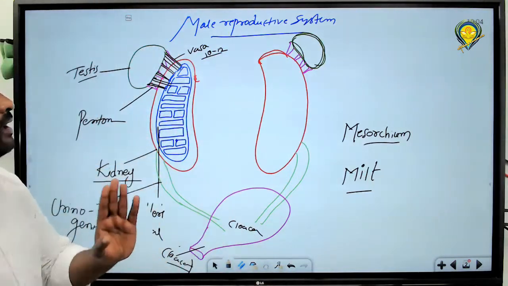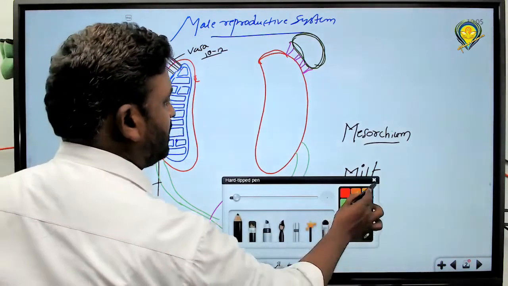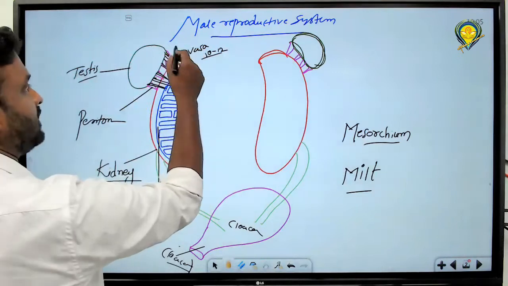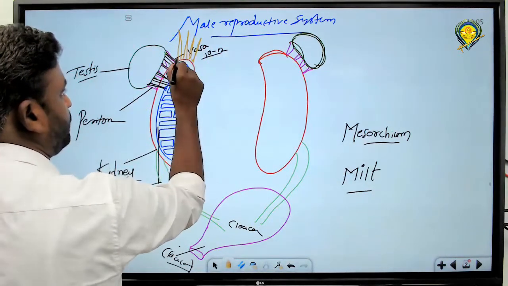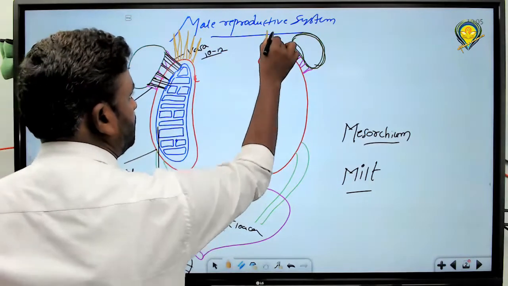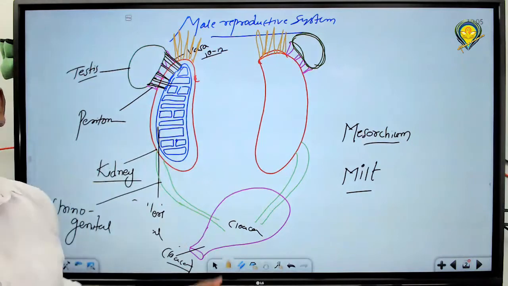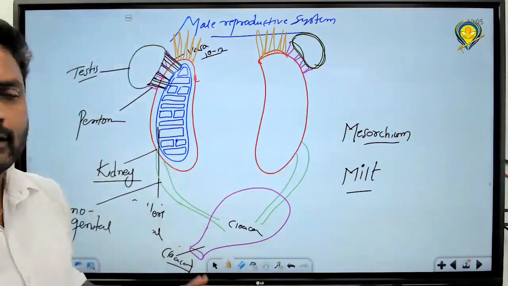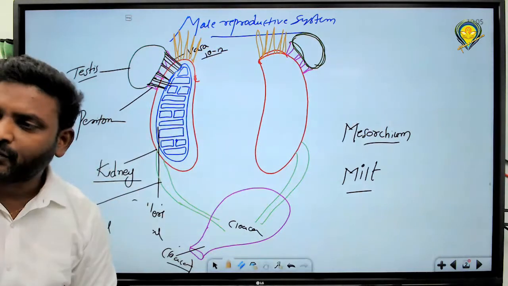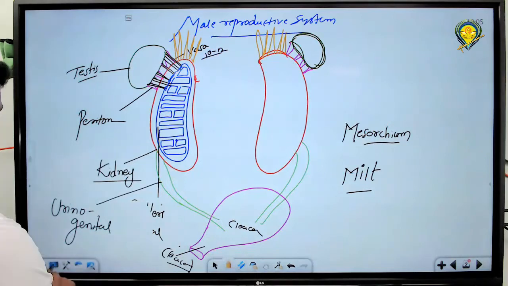That's it. This is about the reproductive system of male. And another one, there are special structures above the testes. What is the presence of? Numerous finger-like structures, those are called what? Fat bodies. Fat bodies are present in both male and female. Got it, all of you? That's it. This is about the reproductive system of male. Next, we have to move to the reproductive system of female.